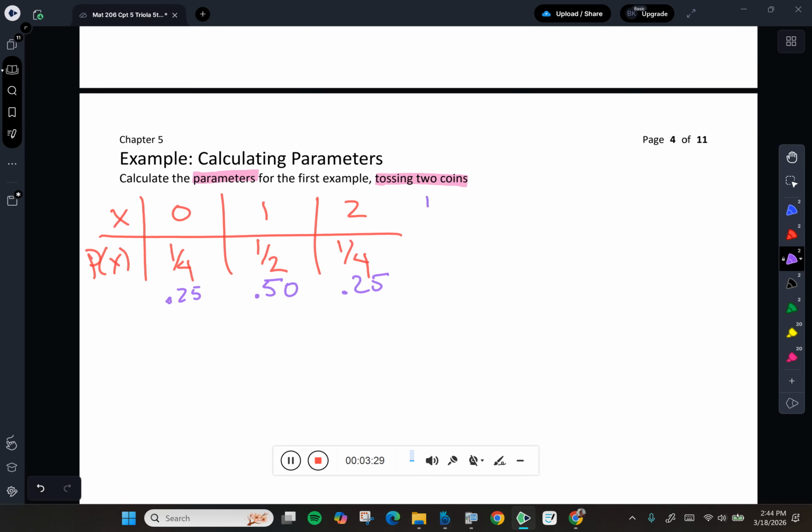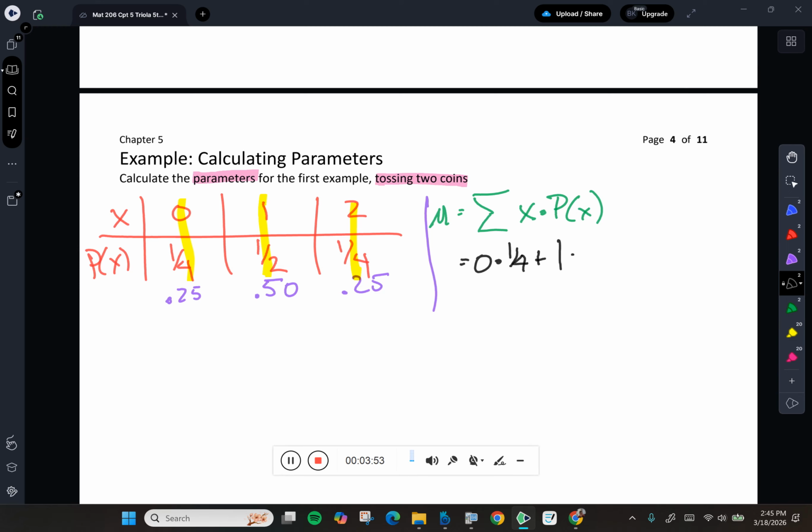The first value I'm going to calculate is going to be our mean. Now the formula says it's the sum of every x times its associated p of x. So these are going to get multiplied, these are going to get multiplied, these are going to get multiplied, then we'll add them up, right? So that's going to be 0 times 1/4 plus 1 times 1/2 plus 2 times 1/4. 0 times 1/4 is 0. 1 times 1/2 is 1/2. 2 times 1/4 is going to give me 2/4. Okay. Adding those together, I get a 1.